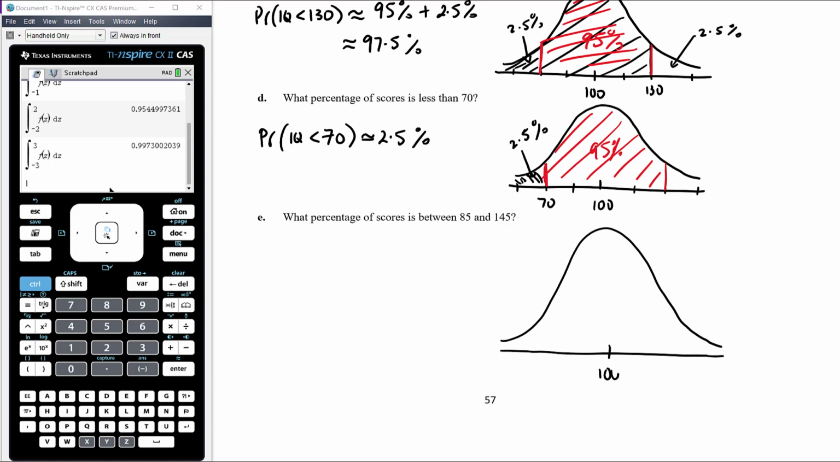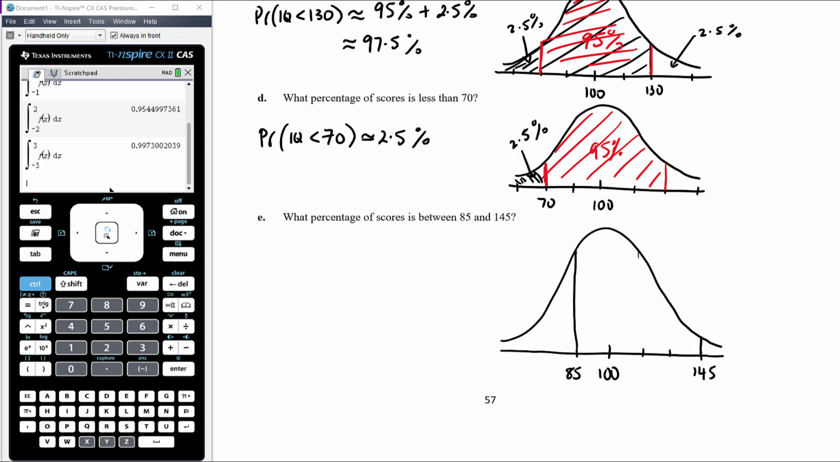So our mean's 100 still. So 85 we know is 1 standard deviation below the mean. 145 is 3 standard deviations above the mean. So we want to work out, okay, what's the area between 85 and 145. What we want to think about is that we know that 85 to 115 is 68%.